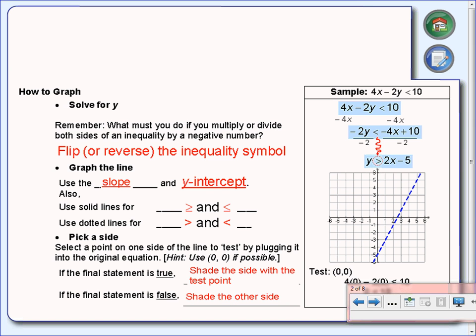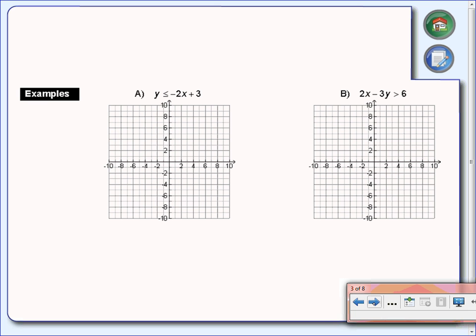All right, so that pretty much takes us through the notes. Now we're going to take a look at some specific examples. You've got two examples down there at the bottom. The first one, A, notice the form that that equation is written in. What do we call that form when it's y by itself? It's called slope-intercept form. So I'm going to graph this line, and I can start right now because I already know what the slope is, and I know what the y-intercept is.